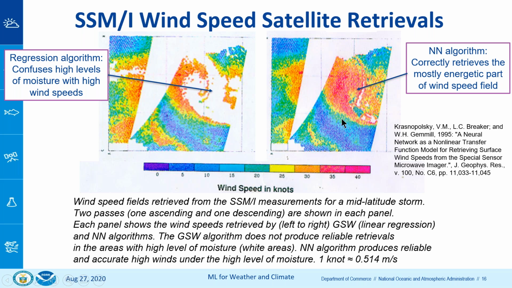So, this significantly improves retrievals, because this area in the center of the storm, with high wind speeds, provides the major impact in the data assimilation system.